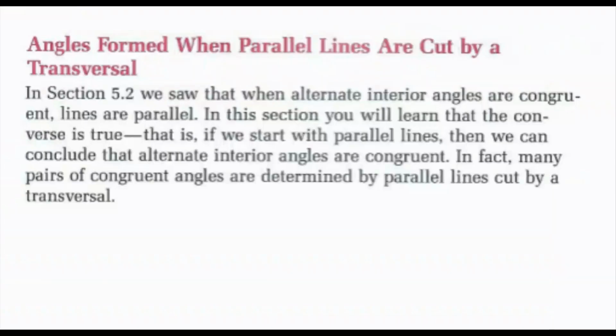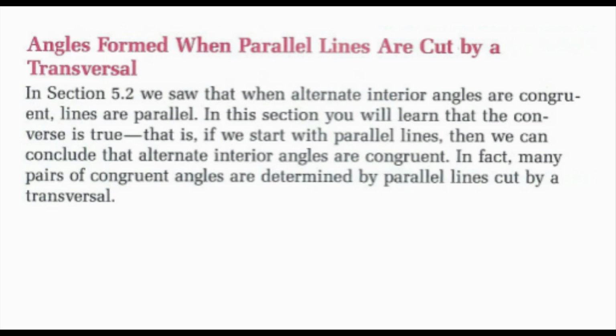Looking at angles formed when parallel lines are cut by a transversal. In our last section, section 5.2, we learned that depending on the angle relationship and whether the angles were congruent or supplementary, we could show that our lines were parallel. So if I had two lines that were cut by a transversal, if alternate interior, alternate exterior, or corresponding angles were congruent, then I would have parallel lines. If same side interior angles or same side exterior angles were supplementary, then I would have parallel lines. And if I had two lines that were perpendicular to a third line, then the lines would be parallel.